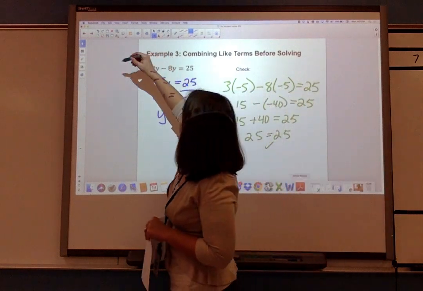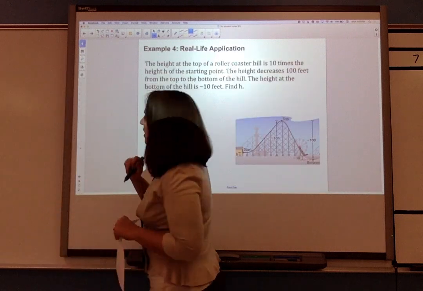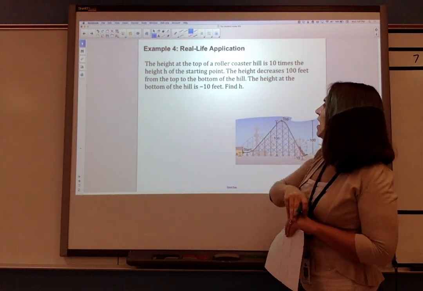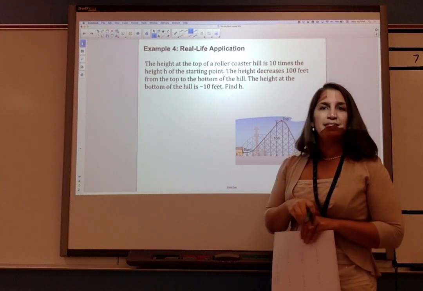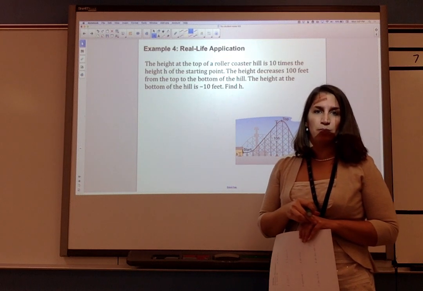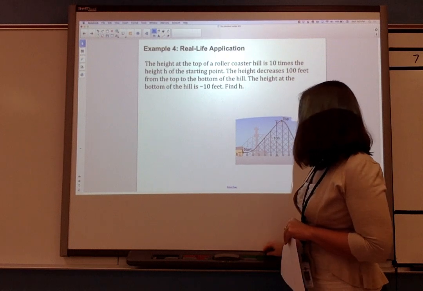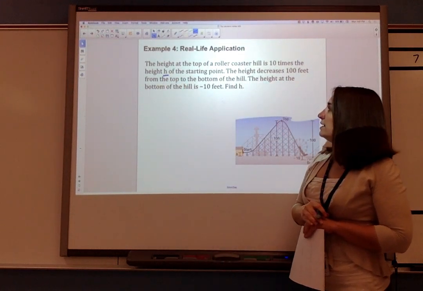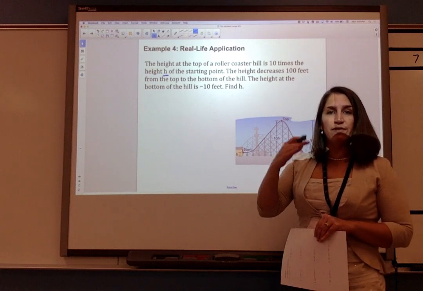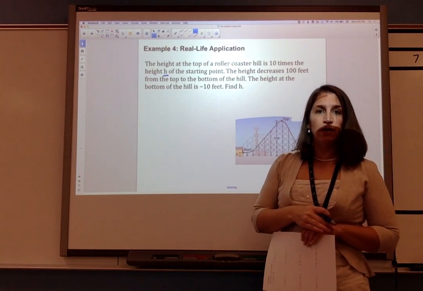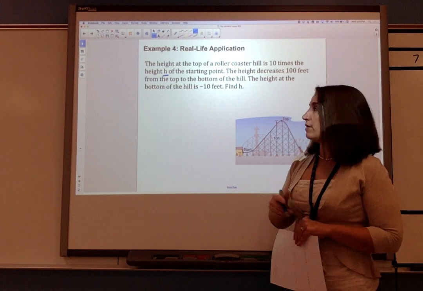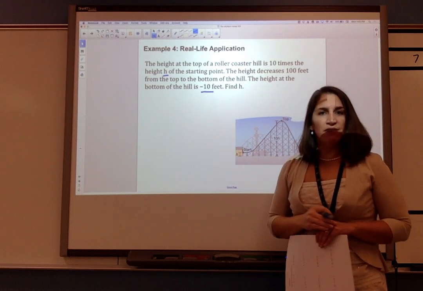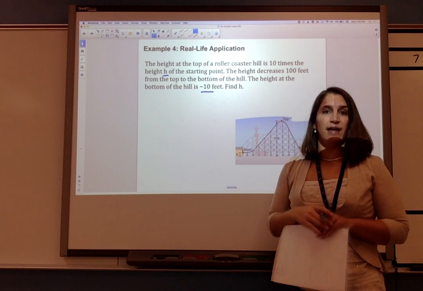All right, let's look at one last example. This time we're going to write the equation. So we have the height at the top of a roller coaster is 10 times the height at the starting point. And that starting point, we're going to use h to represent. The height decreases 100 feet from the top to the bottom of the hill, and the height at the bottom of the hill is negative 10 feet. So we need to find h, or the height at the start.